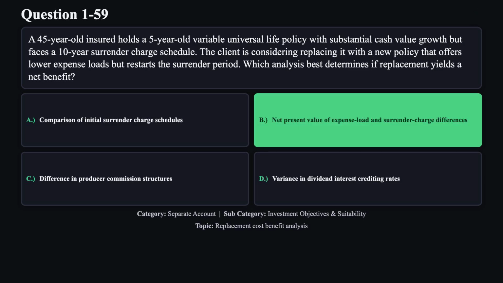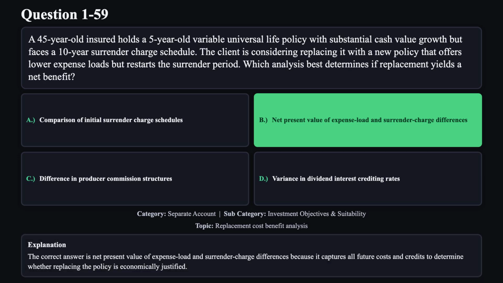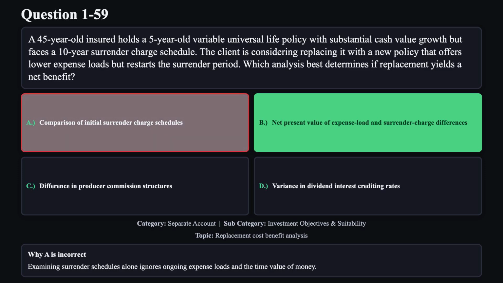The correct answer is B. The correct answer is net present value of expense load and surrender charge differences, because it captures all future costs and credits to determine whether replacing the policy is economically justified. Reason A is not correct. Examining surrender schedules alone ignores ongoing expense loads and the time value of money.